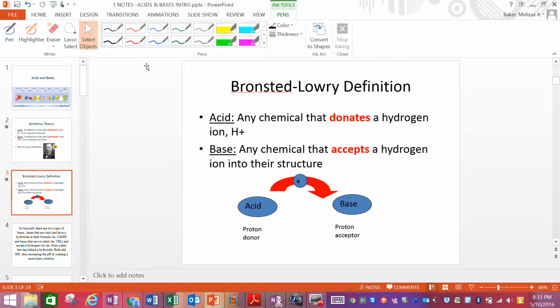So along came the Bronsted-Lowry definition. The definition for acids is still the same here. Acids donate a hydrogen ion to solution. But here, what's different is it says a base is any chemical that accepts a hydrogen ion into its structure.